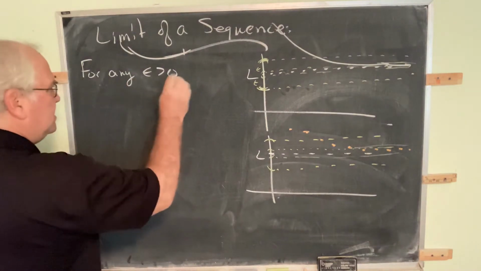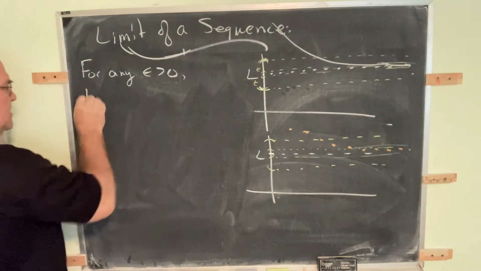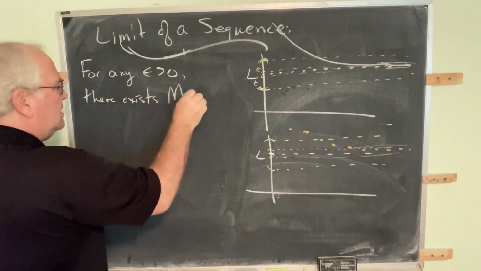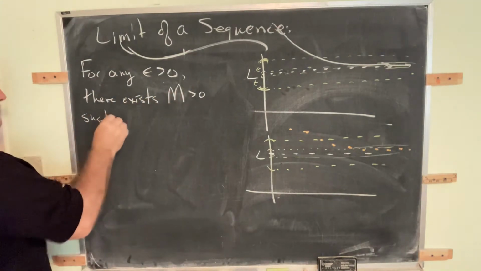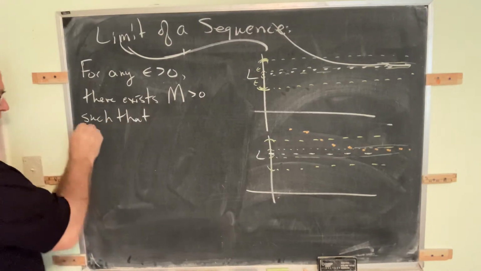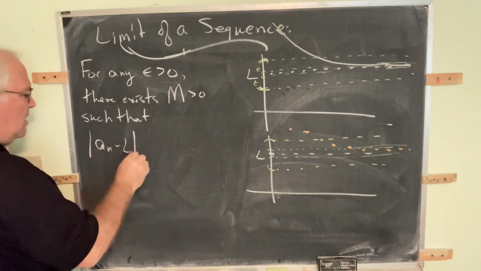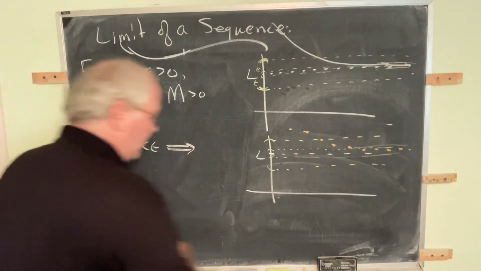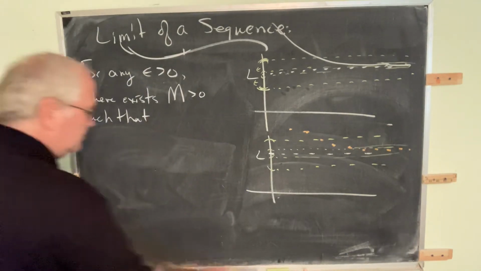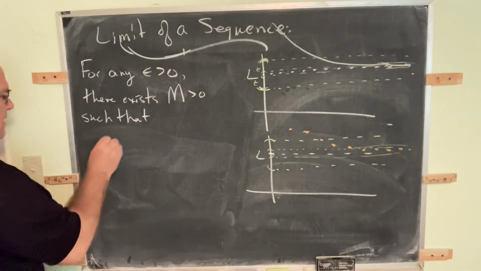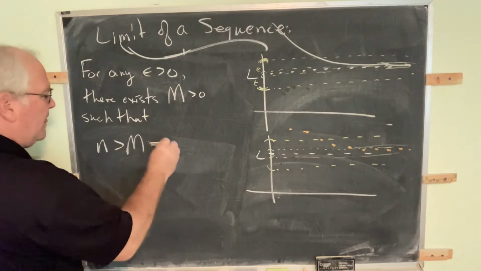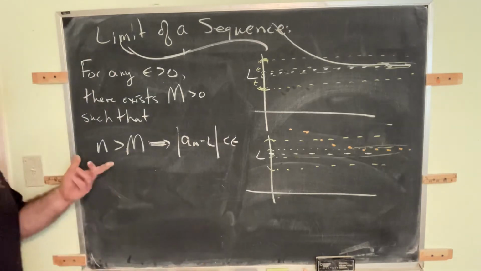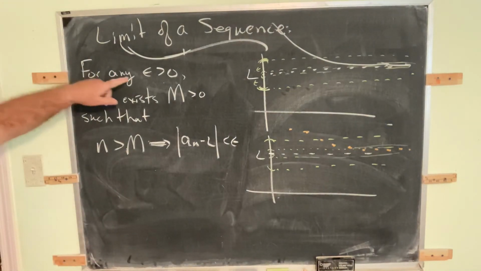For any epsilon greater than 0, there exists an M greater than 0 such that n greater than capital M implies the absolute value of a_n minus L is less than epsilon, which looks like a bunch of symbols, but it means something very straightforward. It's just what I said.